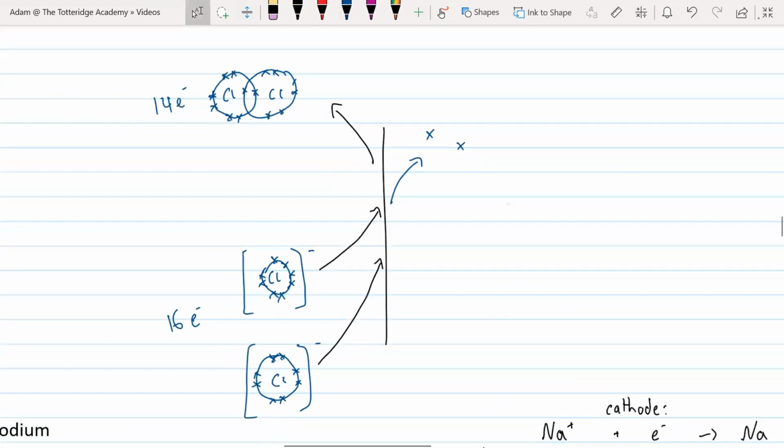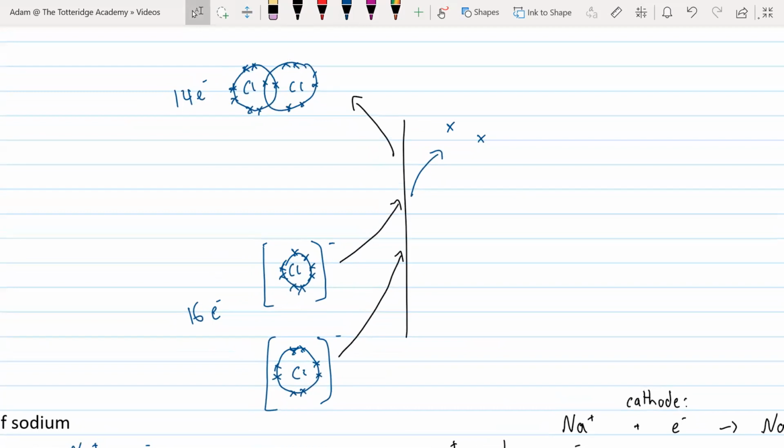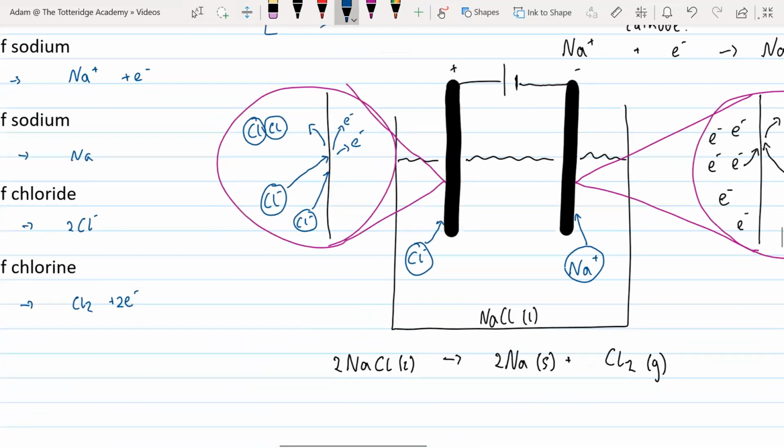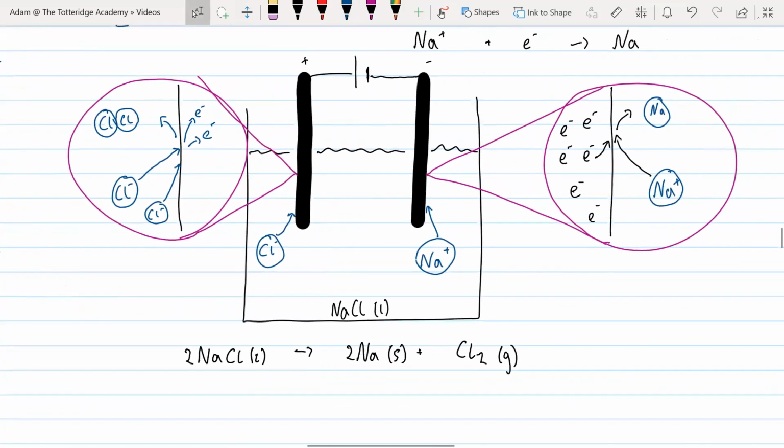Okay, so I don't need to do that with the sodium because it's a lot simpler because there are no 2's involved. It's just 1 of everything. But here where we've got 2 chloride ions, they both go to the surface of the electrode, the anode in this case. They lose electrons and they then buddy up to form Cl2. So that of course is Cl2, and this of course is 2 Cl minus. So I hope that kind of makes a bit of sense.